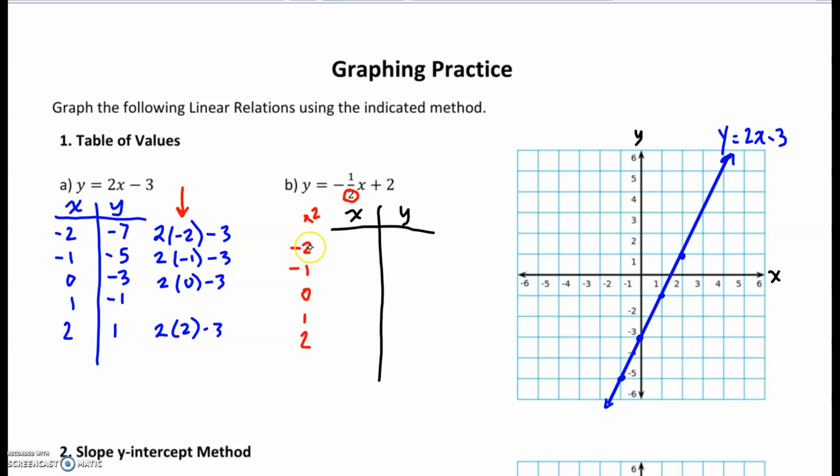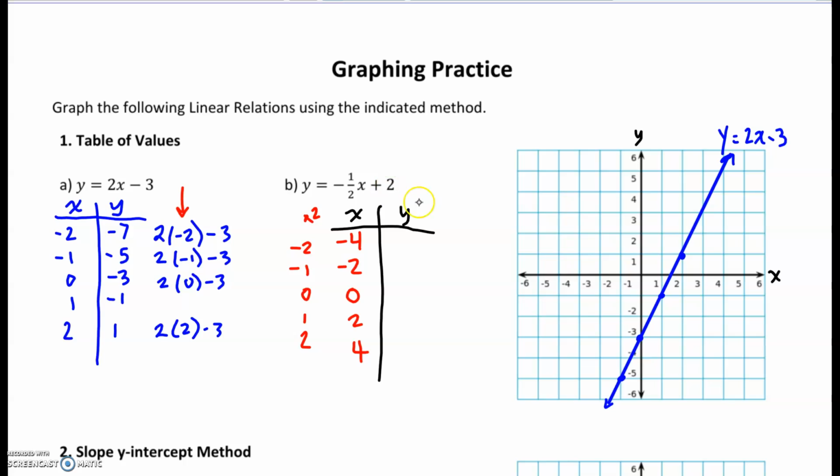So instead of using -2, I'm going to do -2 times 2, which gives me -4. -1 times 2, which is -2. 0 times 2, which is 0, and so on would be 2 and 4. So the reason that I'm doing that is that now when I go to sub in to get the y value, that fraction will cancel out. So I'll show you what I mean.